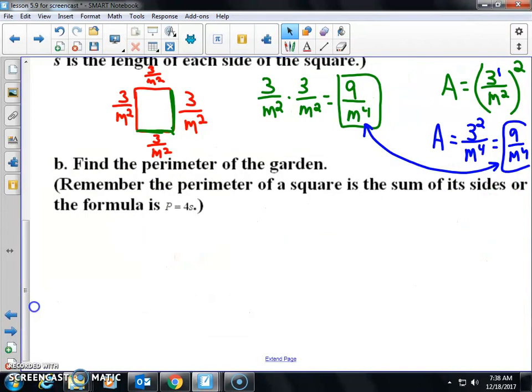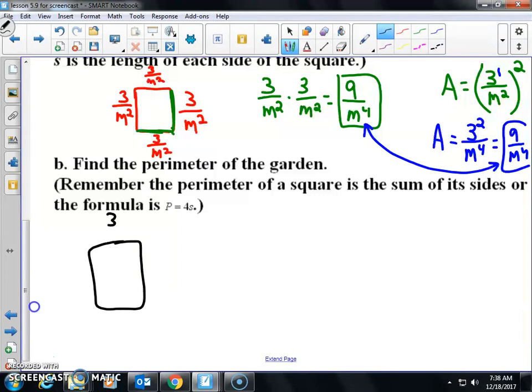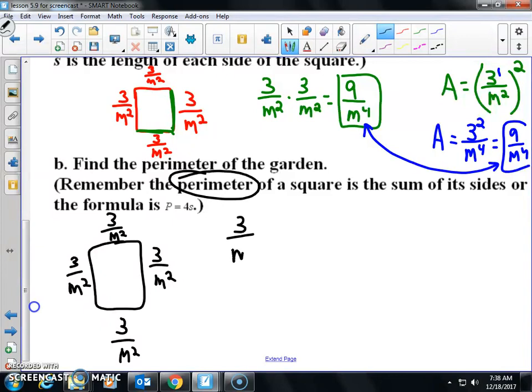And the last one, same garden. So, I'm going to draw that same square. 3 over m to the 2nd power on every side. A square is the same on every side. Okay, this time they want us to find the perimeter. One way to find perimeter is to add up all the sides. So we'll do that.